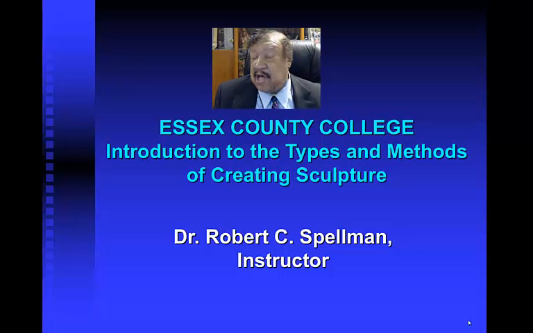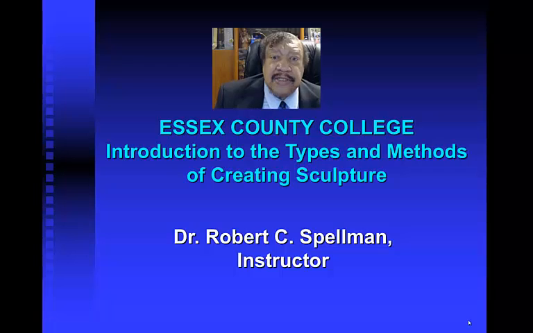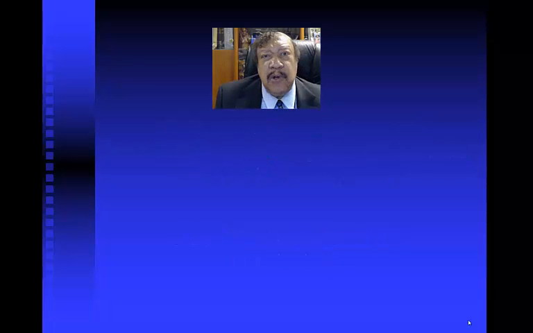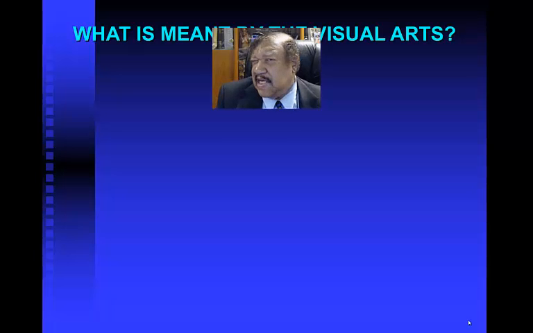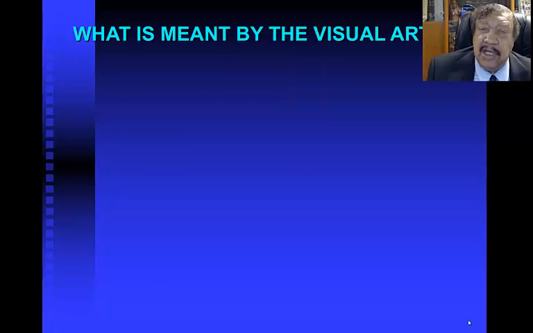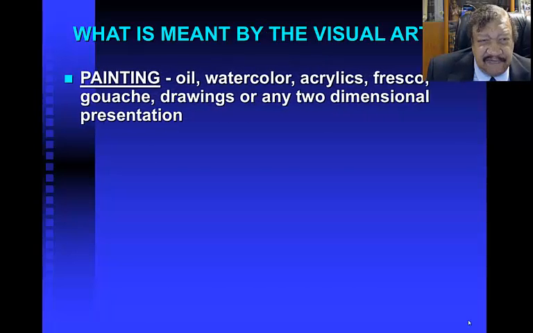Not all sculpture is three-dimensional, but we're going to talk about the different types of sculpture, and then we're going to talk about how each type is made. So at the end, we want to give a quiz where you just identify what type of material it is. So first, let's review what is meant by the visual arts. Sculpture is one of five.